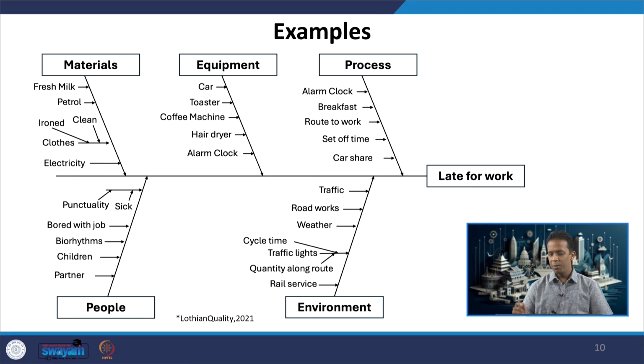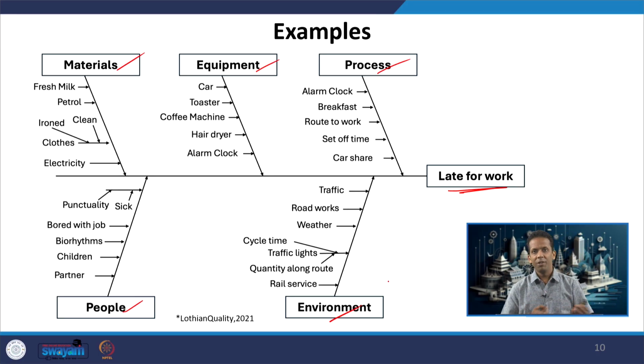So, here is an example of an employee coming late for work at the office. That is the thing which is observed as an issue, or let us say it is an effect. Now, what are the causes because of which that particular employee got late for work? It can be categorized under 5 categories. In this study they used 5 categories. What are those? Materials, equipment, process, people and environment.